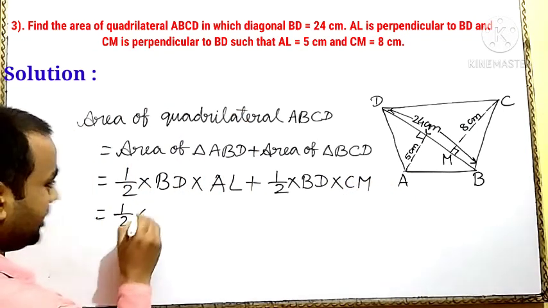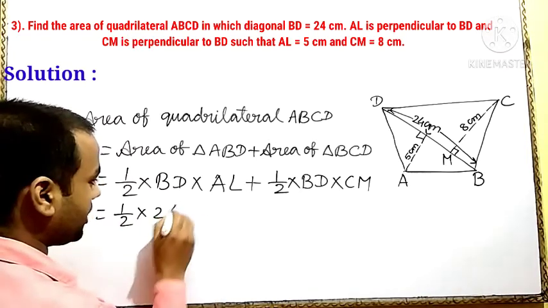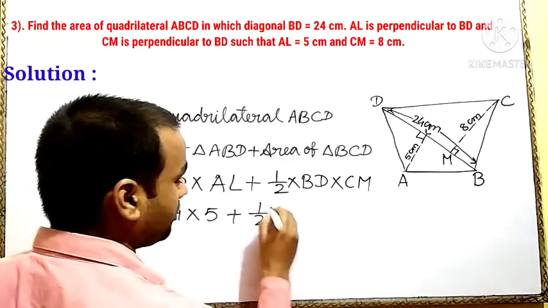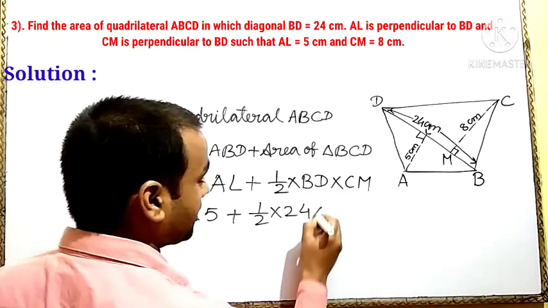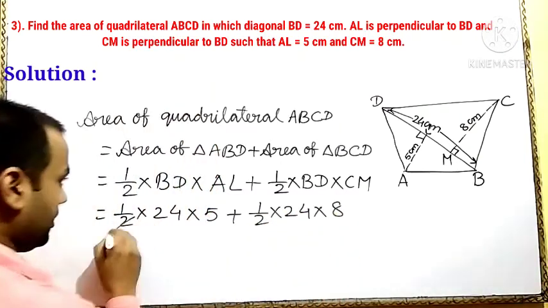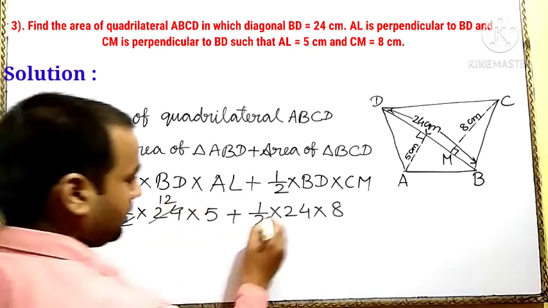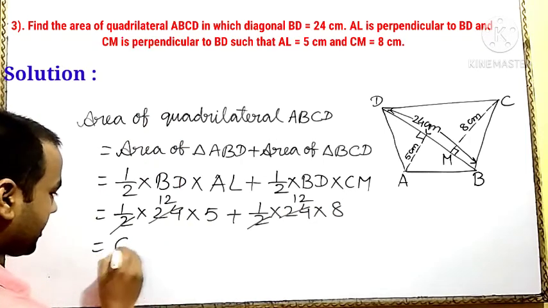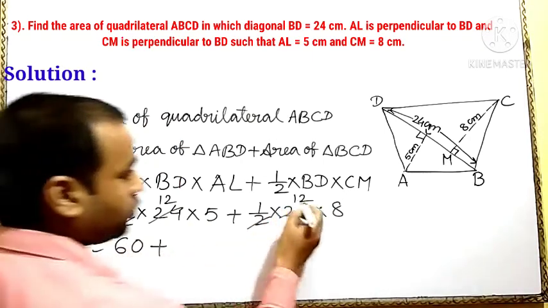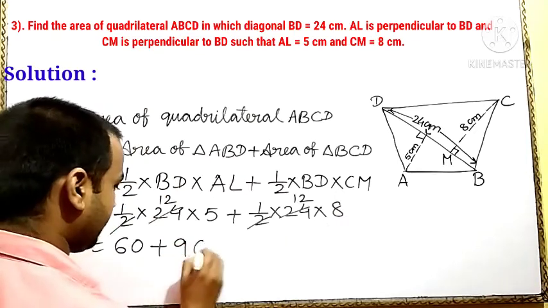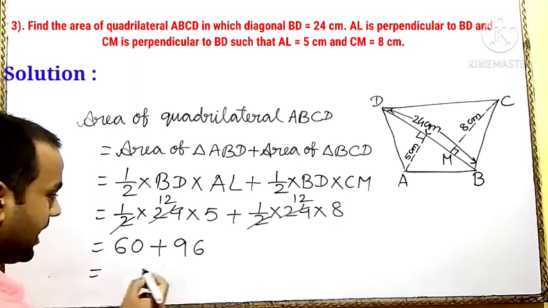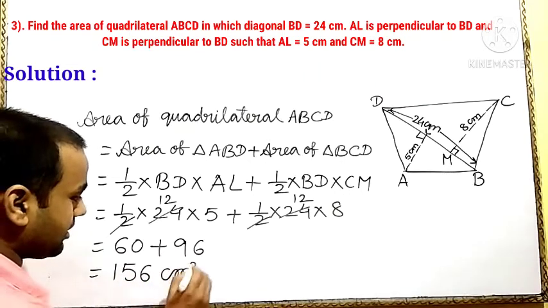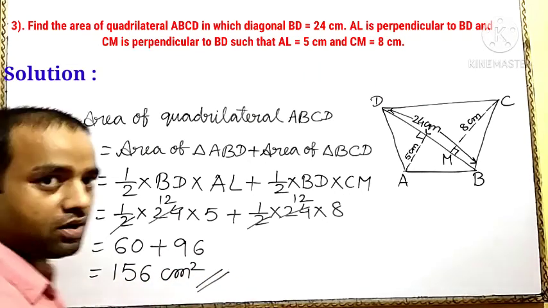Half. BD is equal to the given 24 centimeter, AL is equal to 5 centimeter, half into BD 24 centimeter, CM 8. Here 12 2s, here 12 2s, 12 5s are 60 plus 12 8s are 96. Both will be added, we get 156 square centimeter. This is your required area.